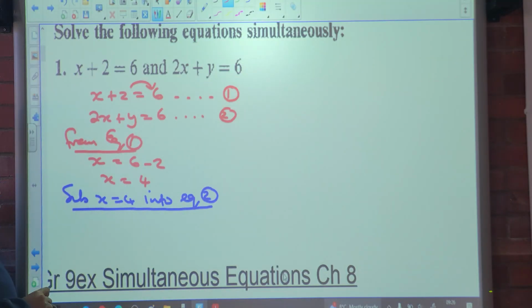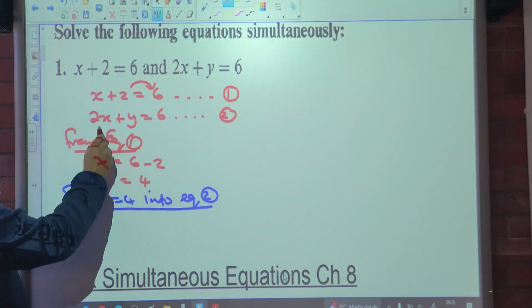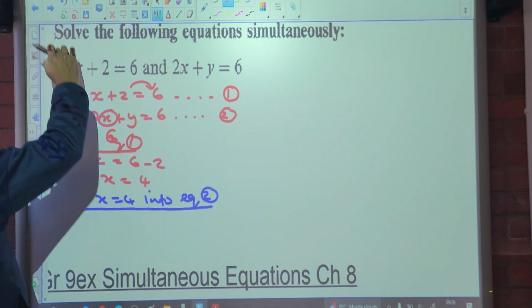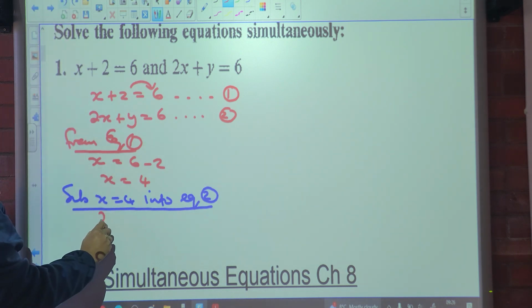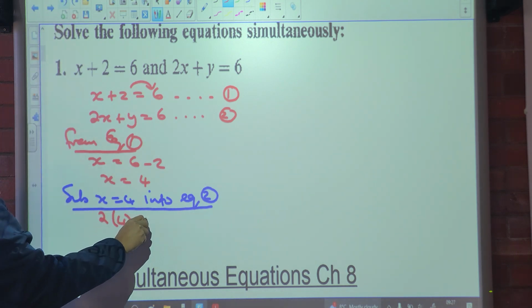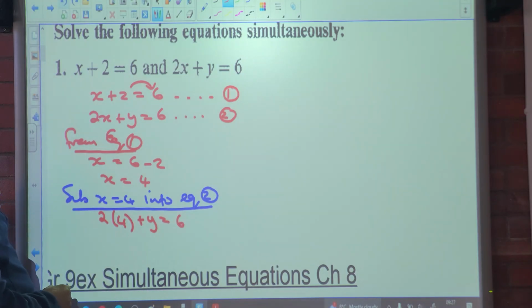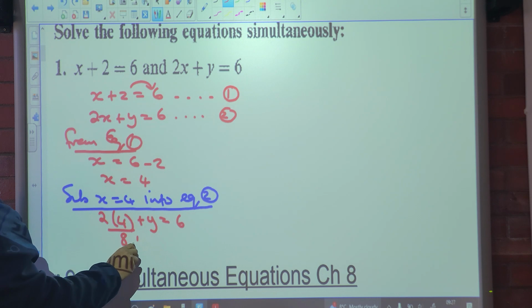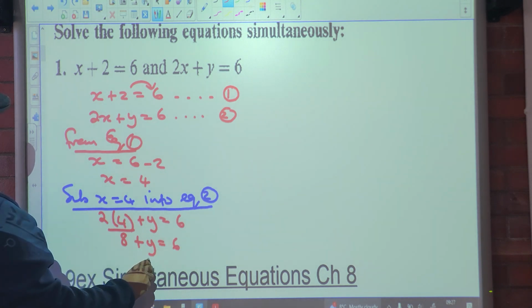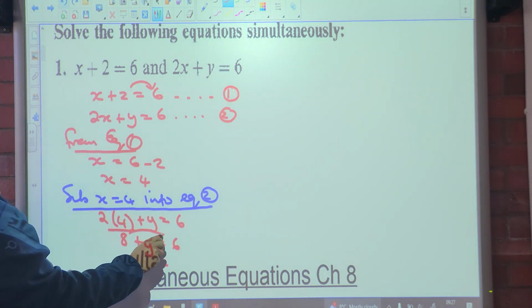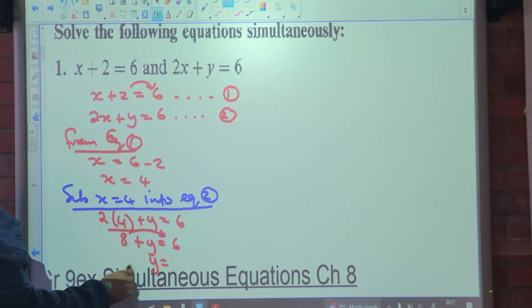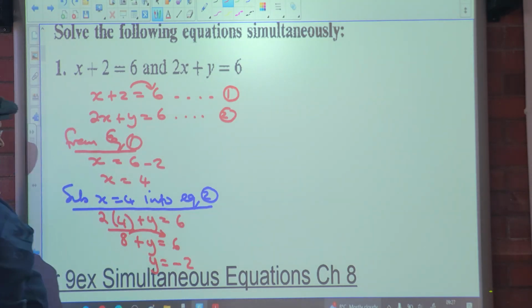So what do we have now? x is now replaced with 4. So it's 2 times 4 plus y is equal to? What is 2 times 4? 8. So 8 plus y is equal to 6, so y is equal to? 6 minus 8 is negative 2.